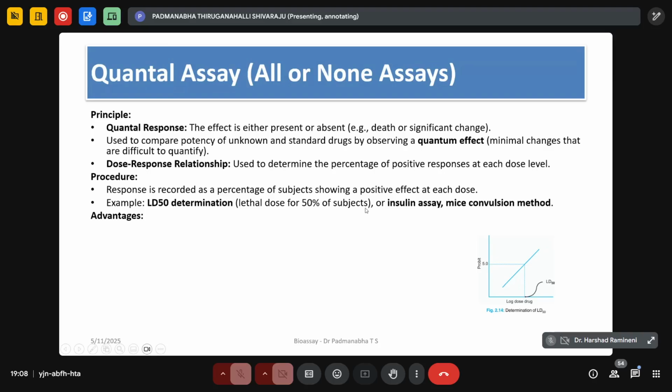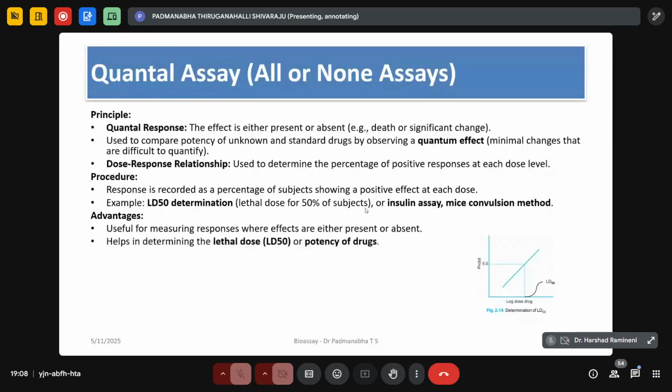Advantage: usually it measures a response where effects are either present or absent, which helps to determine the lethal dose. So please remember, the quantal assay is used to determine the lethal dose as well as the potency of the drug.